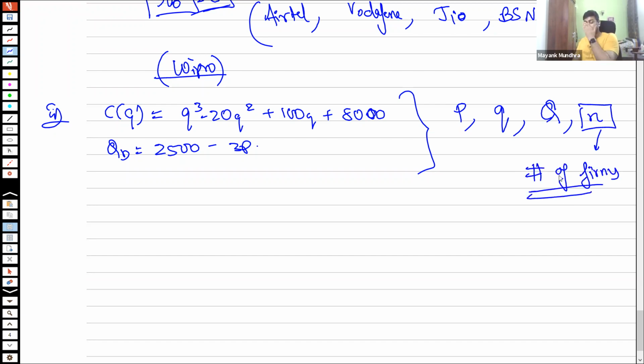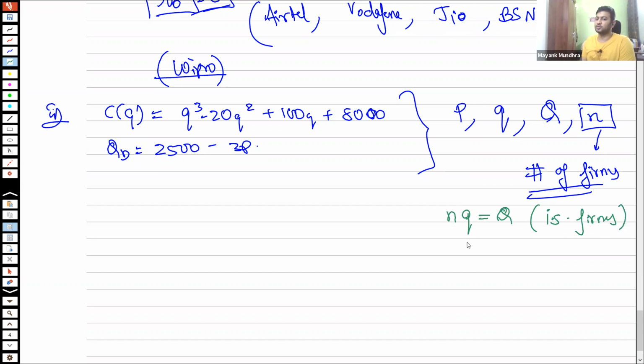Number of firms means how many players will be active in this market. This is what I have to find. Obviously the market should clear, so n times the quantity produced by each firm should be equal to the total quantity produced. Here I am making use of the identically sized firms.